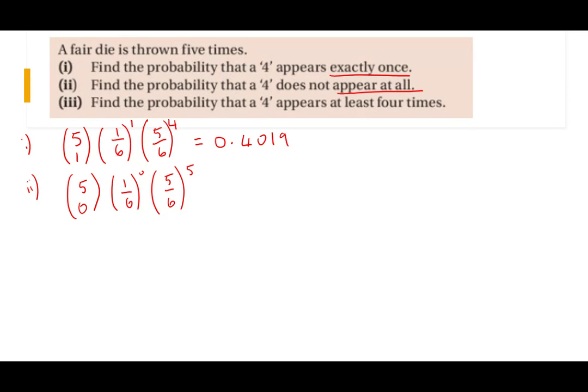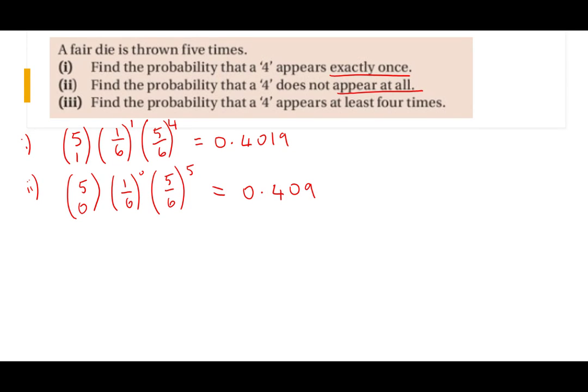I'll just put this into my calculator now. 5 choose 0 times 1/6 to the power of 0 times 5/6 to the power of 5. So the 5/6 comes up every time. Okay. And the probability that 4 does not appear at all in 5 times is 0.409. We'll leave it there. Okay.